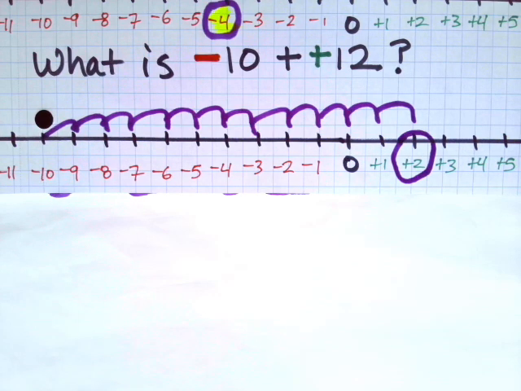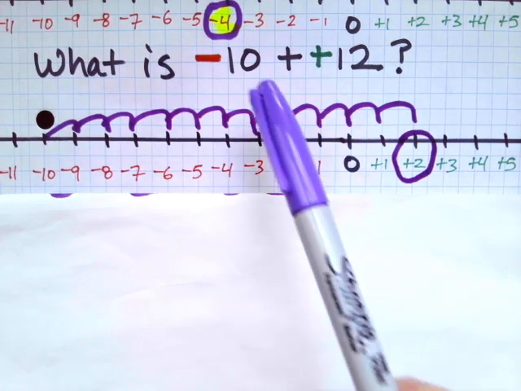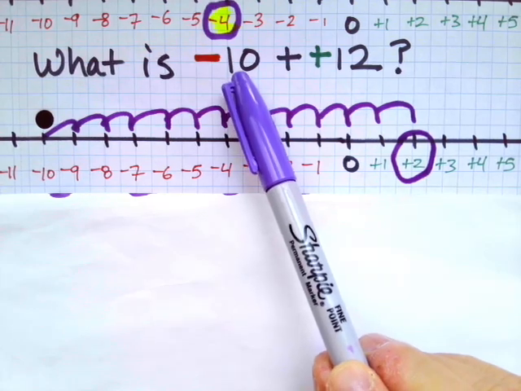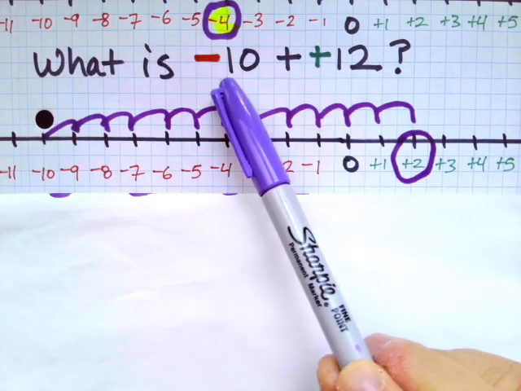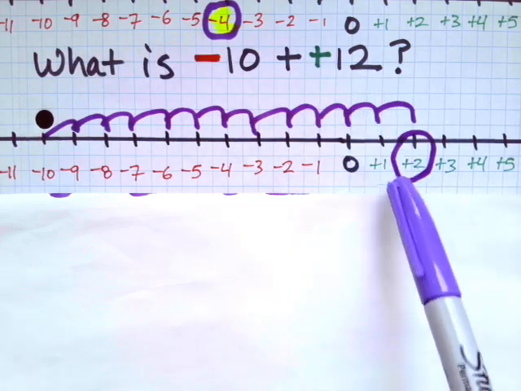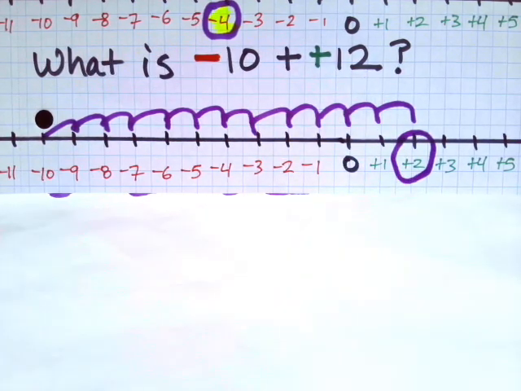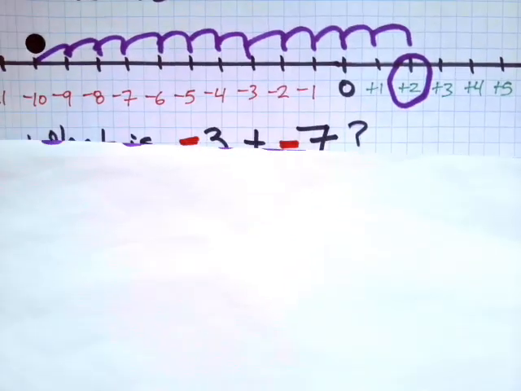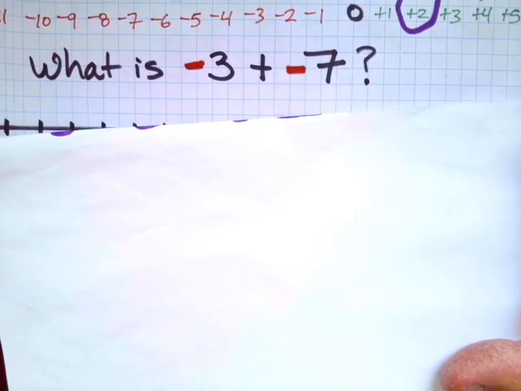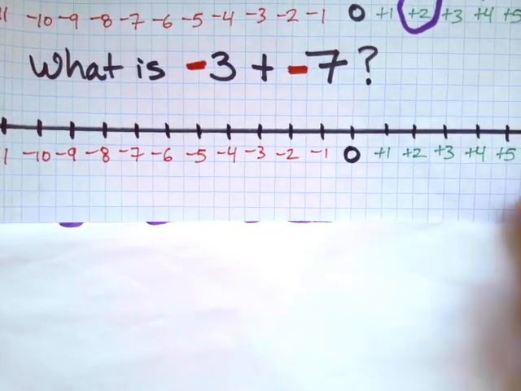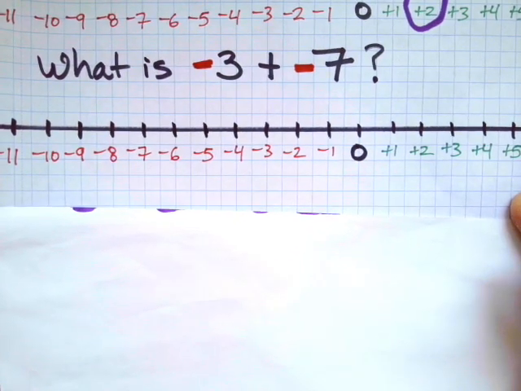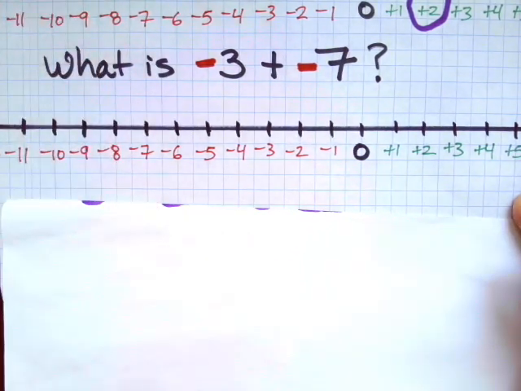You can also look at it like this. You owe me $10. You just came up with $12. You pay me back my 10. How much are you left with in your pocket? You've got $2 in your pocket. So I've got one more example, and that'll finish integers on the number line, and I will soon be creating videos to show you how to add and subtract integers without using the number line.